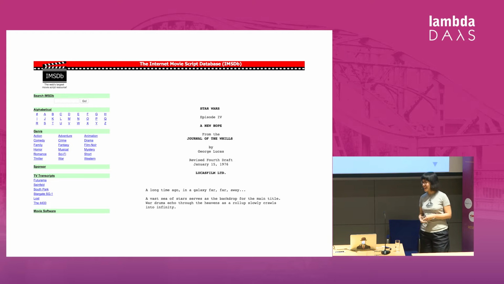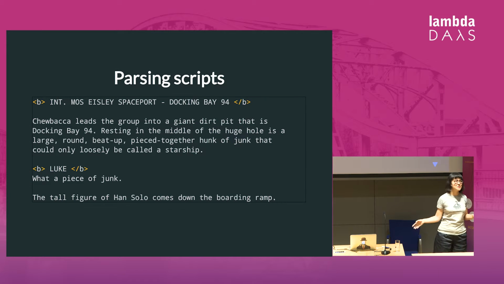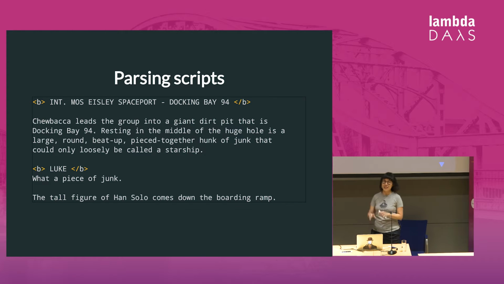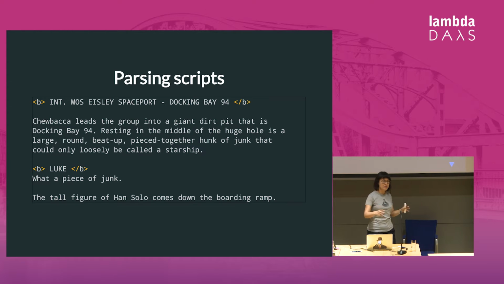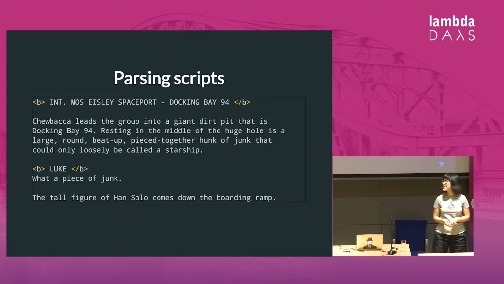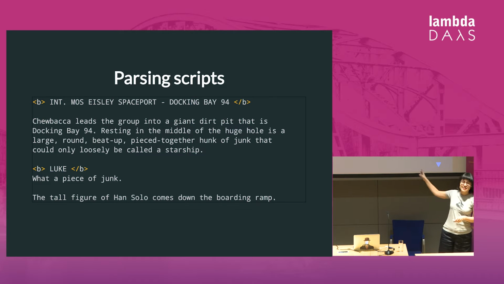So I looked at this website, I looked at the source code, and it's quite straightforward. It's nice HTML, where the scene is always in bold, and then all the people are in bold. So that's relatively easy to parse, in theory. This is exactly the same part of the script I was showing before. Again we have the scene title, some description, and then the name of the person who's speaking.